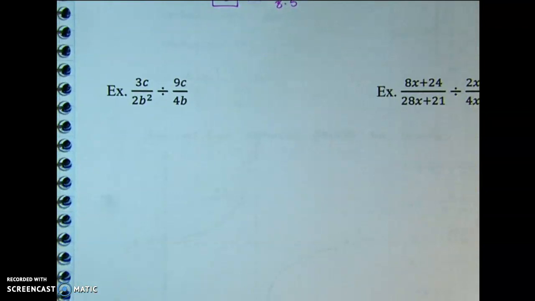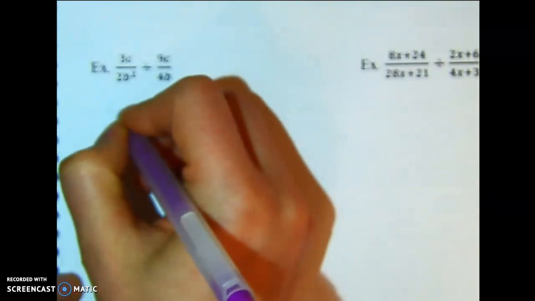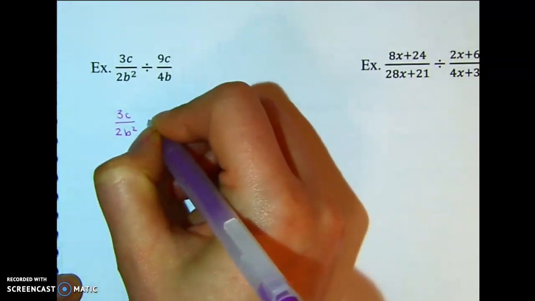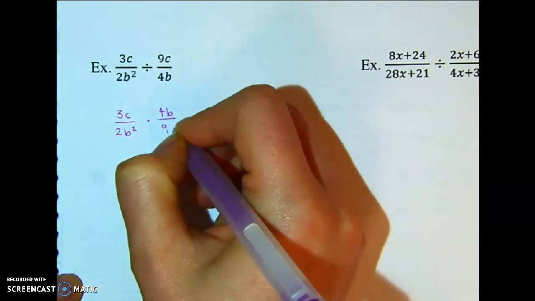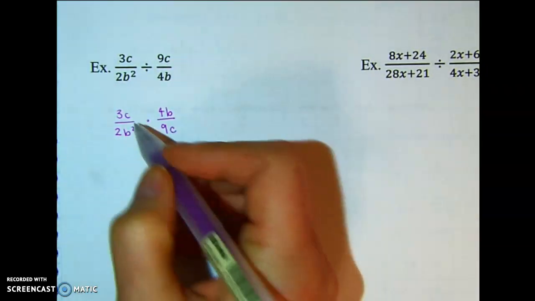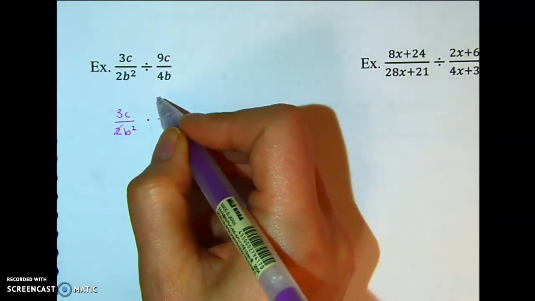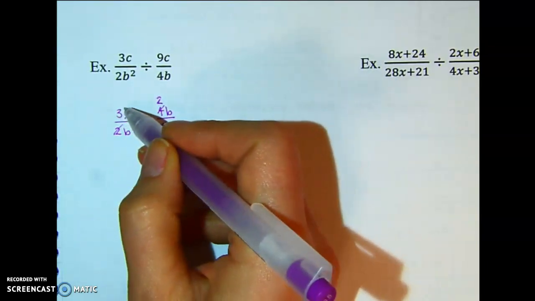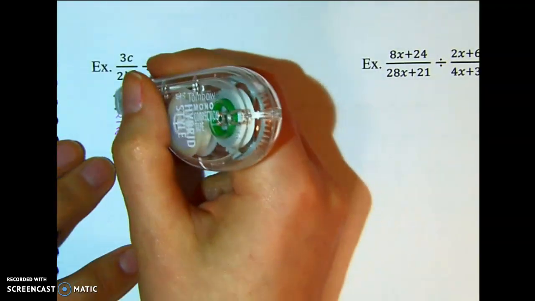So if we look at this example here, I'm going to keep this fraction as is. So I got 3c over 2b squared times the reciprocal, so 4b over 9c. I could simplify my 2 and my 4. My c's will cancel. My 3 will cancel. Actually, let's do this one a little bit different. Sorry.